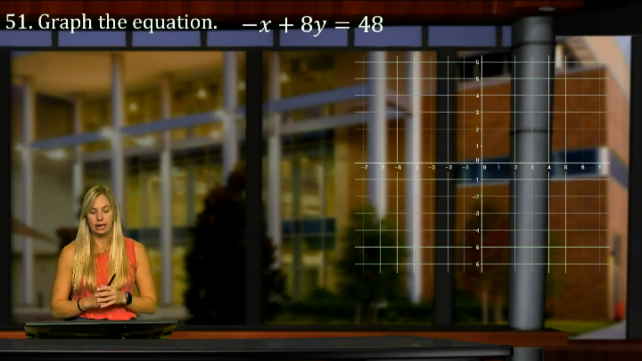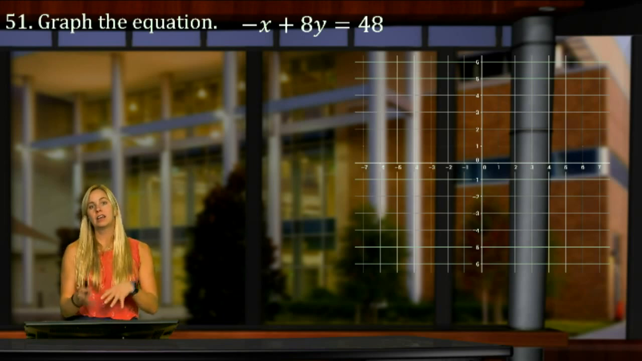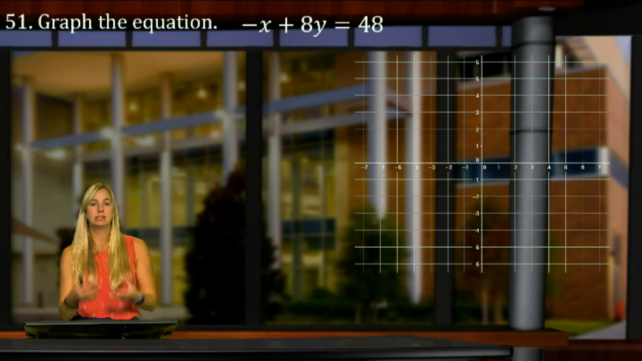Graph the equation negative x plus 8y equals 48. Hopefully we recognize that this is linear, and since it's linear, we know that the graph is going to be a straight line. Now, unlike the absolute value and the quadratic, which was the x squared equations that we graphed previously, we actually do have several techniques to graphing a linear equation. We can make a table of values like we did before. We can find our x and our y intercepts by plugging in 0 for x or 0 for y. We can also convert this to slope-intercept form and use the y-intercept and the slope to find points.